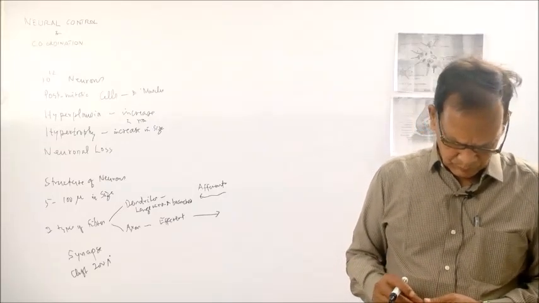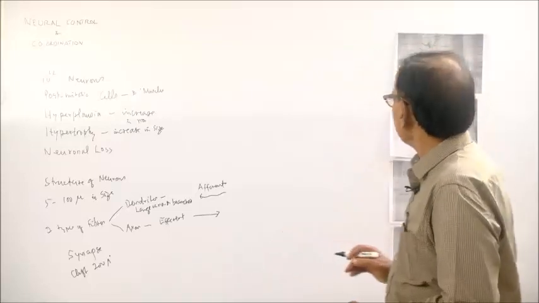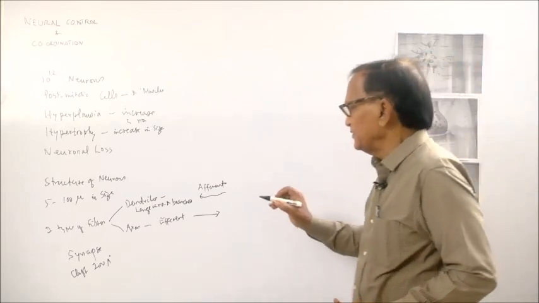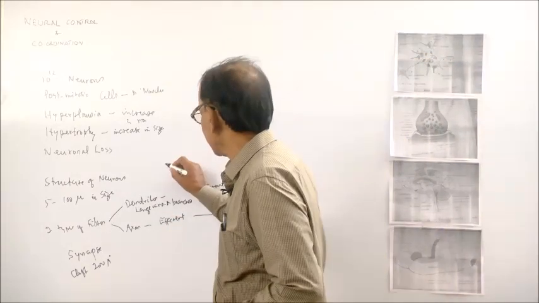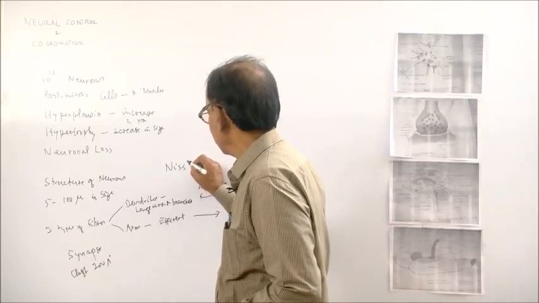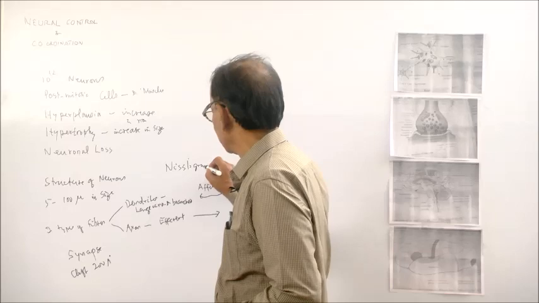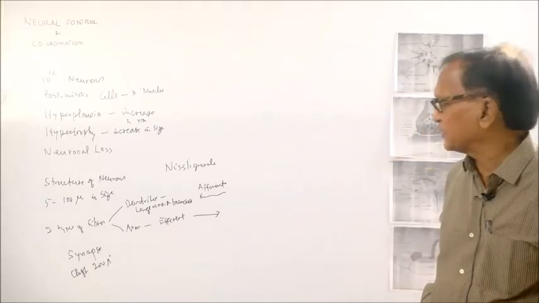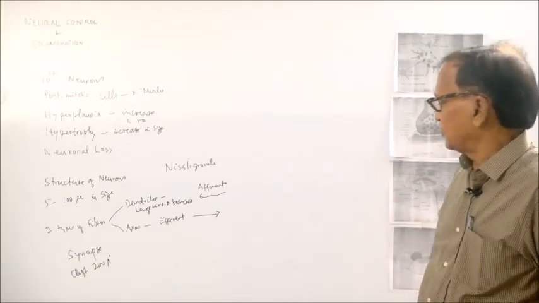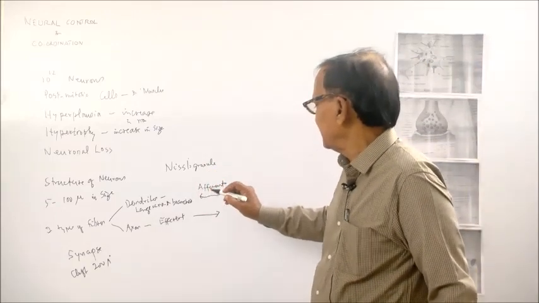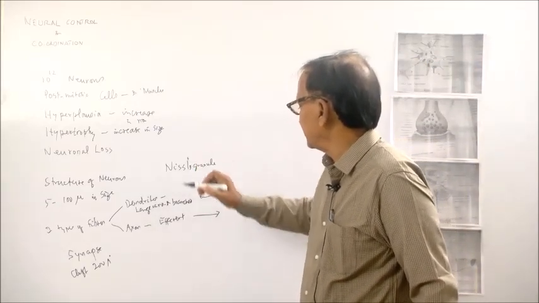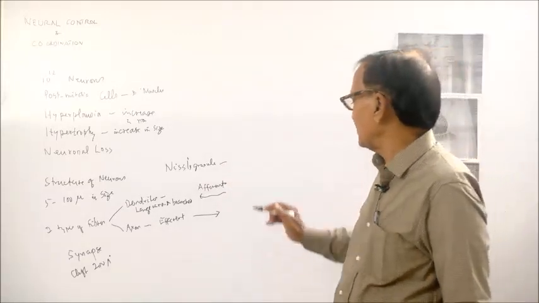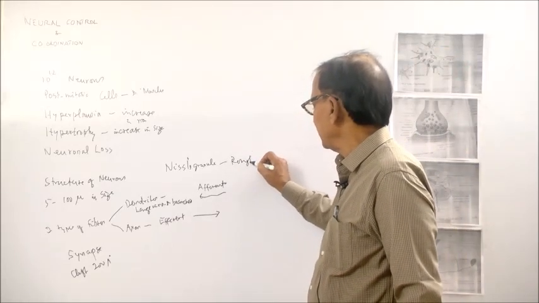Now, inside the cell body, there are what are known as Nissl's granules. Franz Nissl, a German histologist, was the first to report their presence in the neurons. Now, these Nissl's granules contain rough ER, rough endoplasmic reticulum.